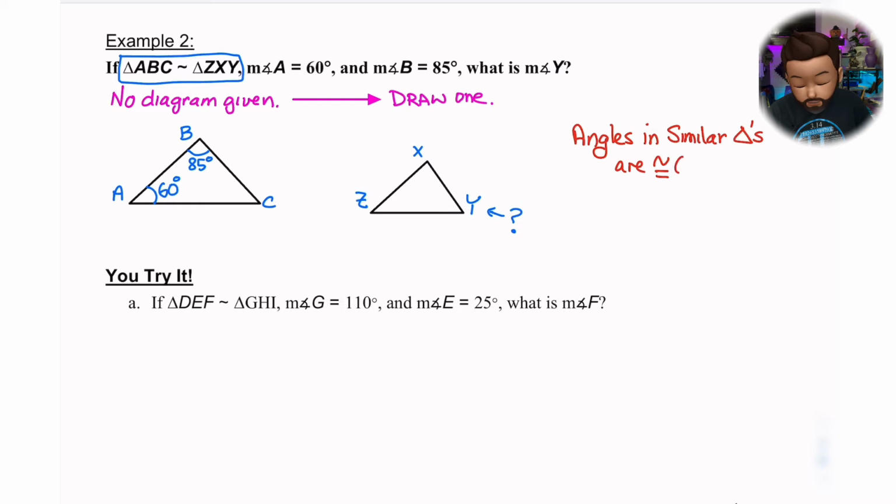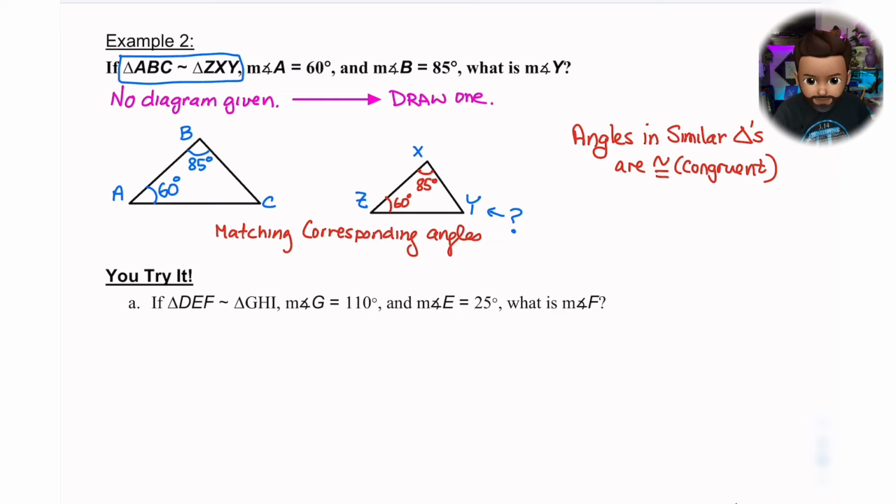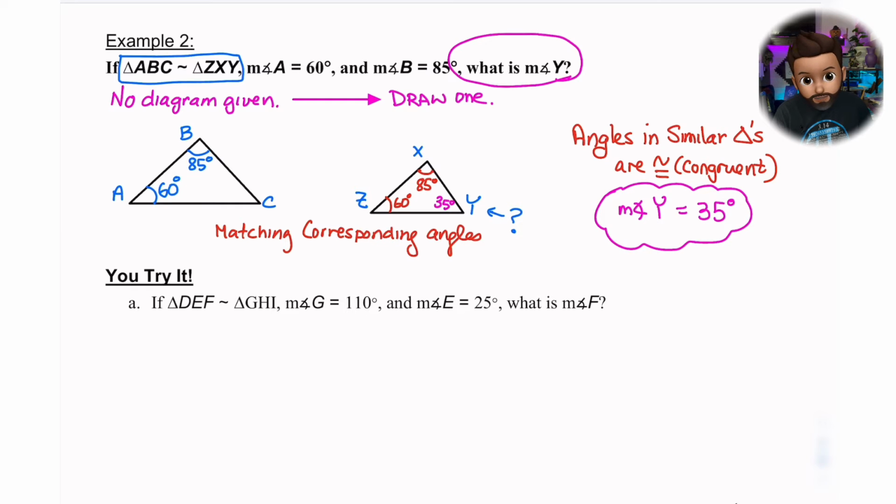Filling in the corresponding values that they give us, and we're looking to determine what is the measure of angle Y, we simply have to do a little bit of homework and play the matching game between the two triangles and their angles. We match their corresponding angles. The missing angle here is 35 degrees. Pretty easy.